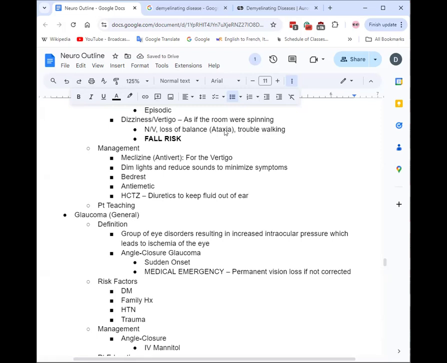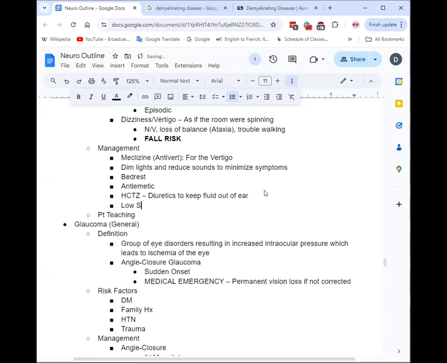I think that's probably your main thing. Maybe low sodium to keep fluid out of here, because remember, sodium attracts water.